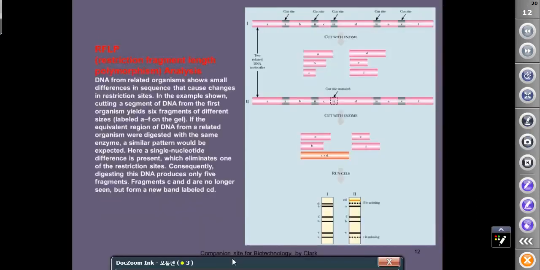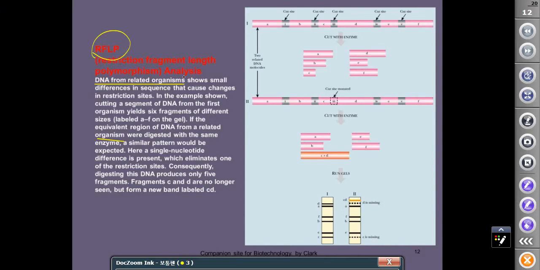So using this electrophoresis technology, we can come up with some very interesting analysis, which is called RFLP. The full name is restriction fragment length polymorphism. This analysis is used for identifying the genetic relatedness between two different organisms. How genetically close these organisms are can be analyzed through this method.